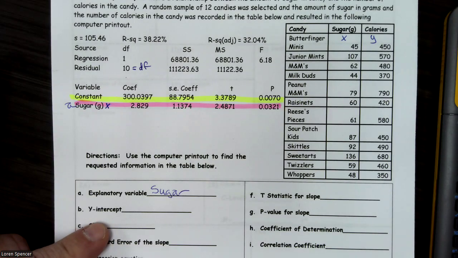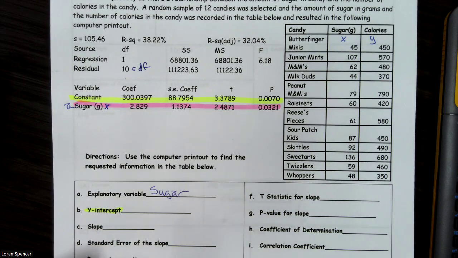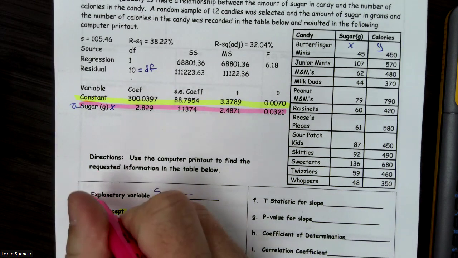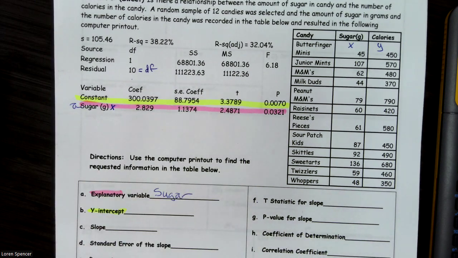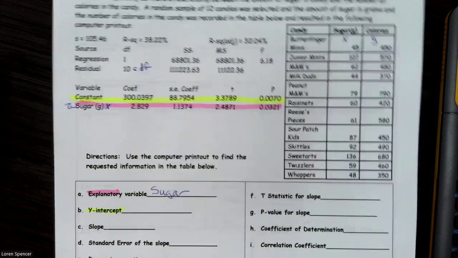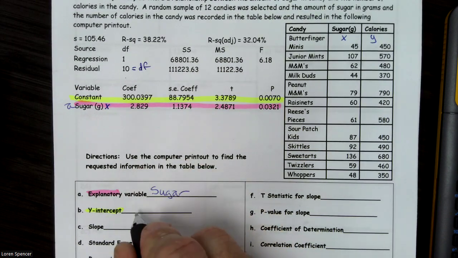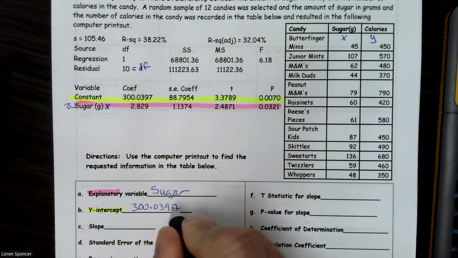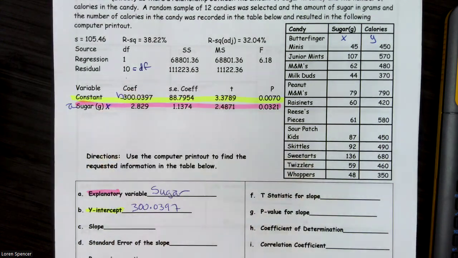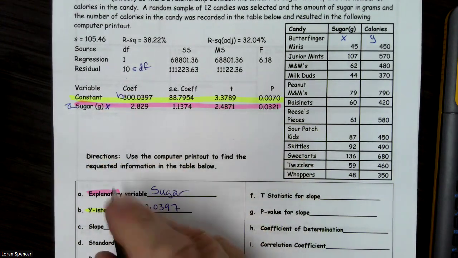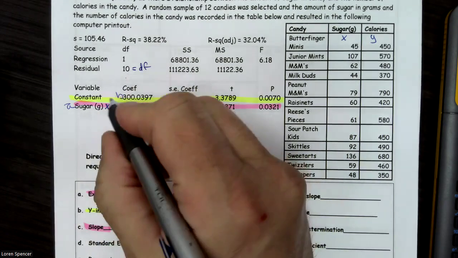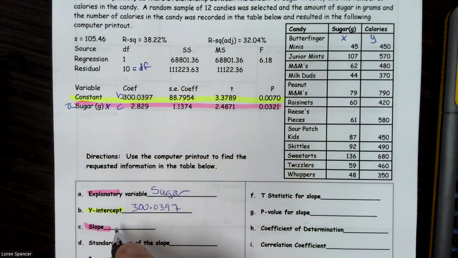All right, the y-intercept. Obviously the y-intercept is going to be on the y-intercept row, and it's the very first number on the y-intercept row, which is 300.0397. Then our slope is going to be directly below it, on the slope row, and it's going to be 2.829.